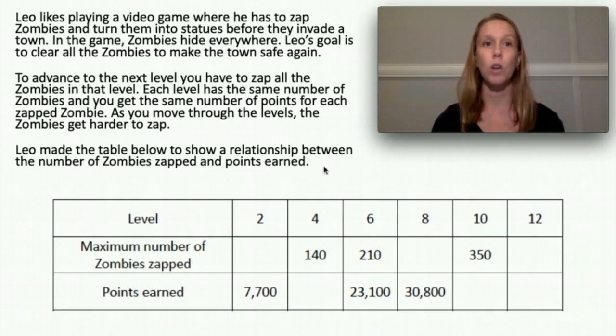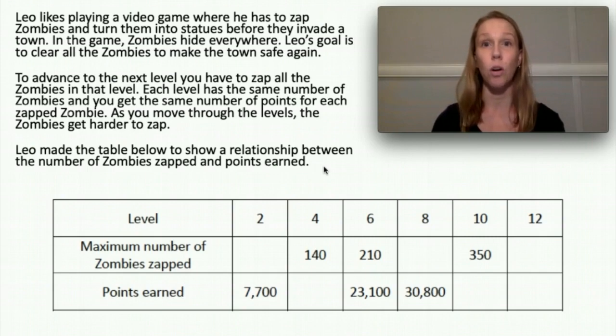So the first one starts with Leo likes playing a video game where he has to zap zombies and turn them into statues before they invade a town. In the game, zombies hide everywhere. Leo's goal is to clear all the zombies to make the town safe again. To advance to the next level, you have to zap all the zombies in that level. Each level has the same number of zombies, and you get the same number of points for each zapped zombie.